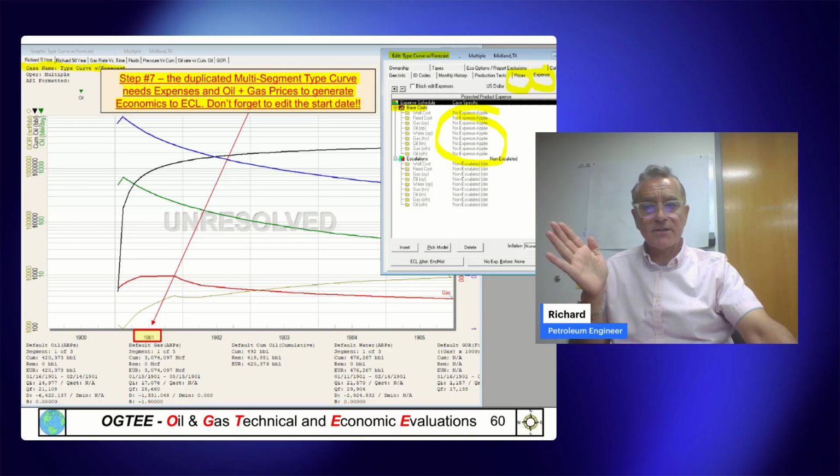In this case, the start date is going to be moved to today, but you can see the start date, which I boxed in here, started at 1901. Remember, these are the segments that make up the type curve. And what I've highlighted here is that you've also got to add the economics.